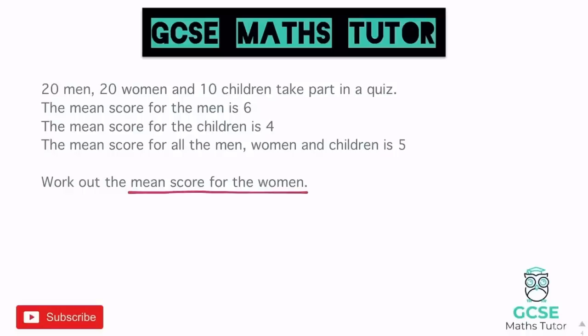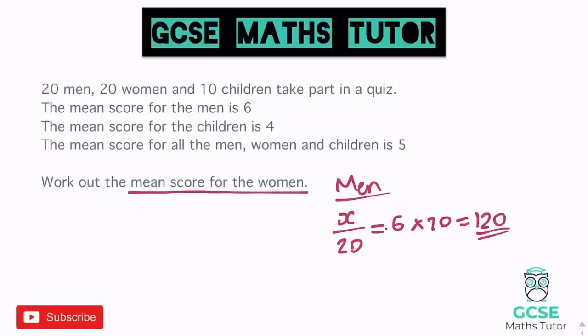When you're working out the mean, you get the total and you divide by how many people there are. So if we think about the men, you don't have to write it like this, but just so you have an understanding of this, you would get the total, which we don't know. You divide it by the 20 men, and it gives us an answer of 6, the mean for the men. So if we reverse this round, times both sides by 20, that gives us a score of 120 for the men. So that's the total score for the men.